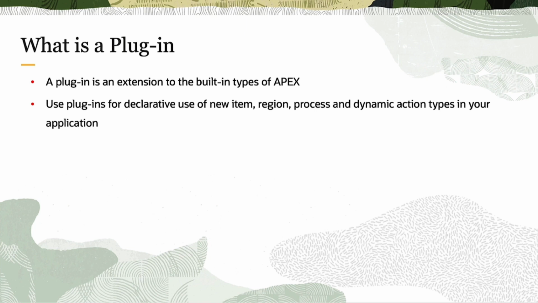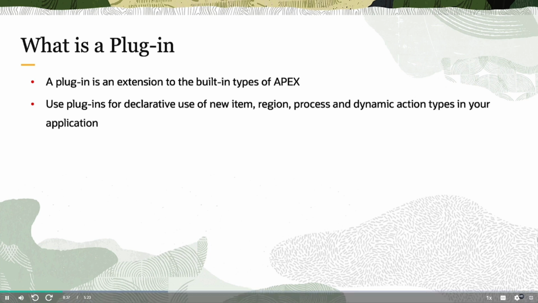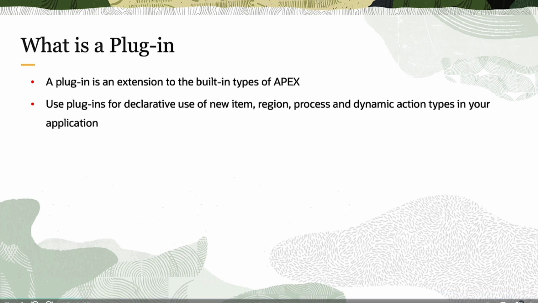Apex supports a set group of authentication scheme, authorization scheme, item, region, dynamic action, and process types. Plugins offer a means of augmenting these built-in types by declaratively creating and using new types in your application. Because plugins are designed for reuse, developers can export and import them to other workspaces and also share them with the Oracle Apex plugin community by using the plugin repository.